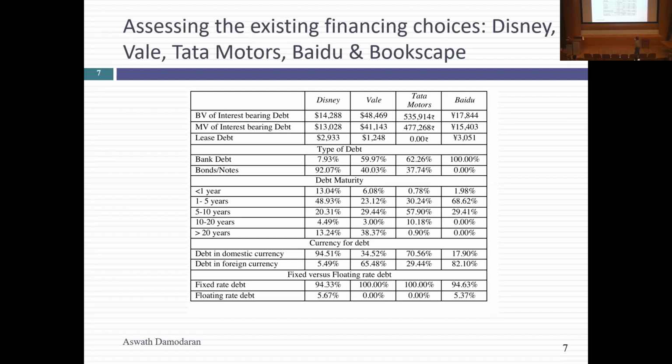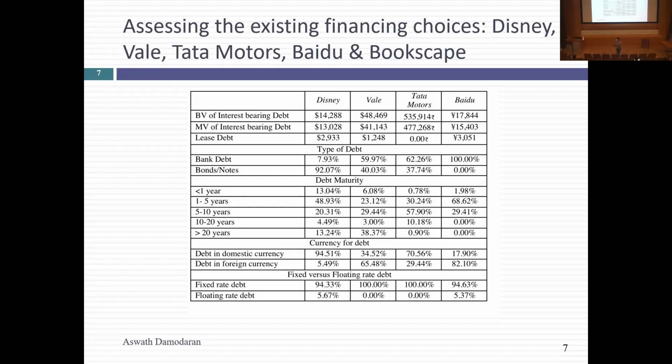And finally, I looked at fixed and floating rate debt. For the moment, I just wanted to look at the breakdown because later we're going to ask what kinds of companies should be using floating rate debt. But most of these companies, it's fixed rate debt. Now, Disney is about 5%, about 6% floating rate. Baidu is about 5% floating rate. But at least we're getting a sense of what these companies already have.